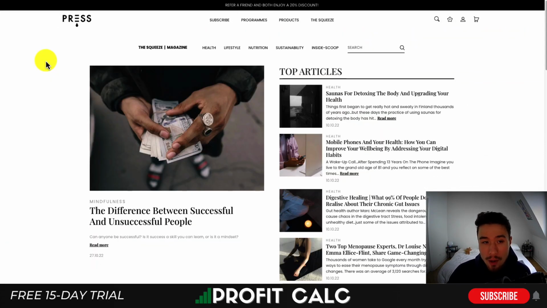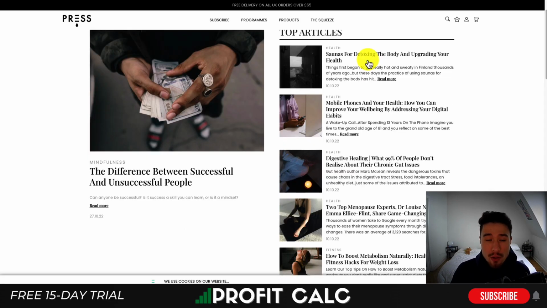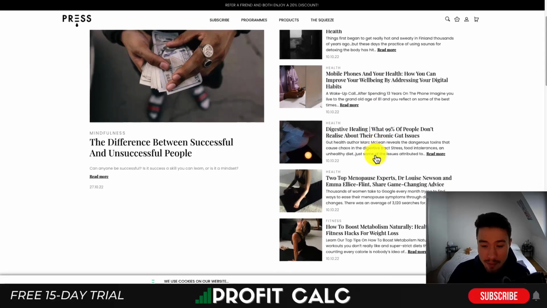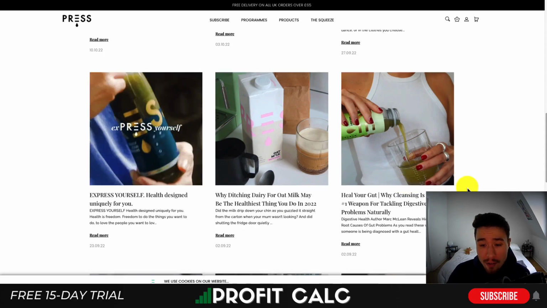And if we head over to their blog, they're going to call it the Squeeze Magazine. So their articles are going to be centered around health here. So we can see saunas for detoxing the body and upgrading your health, so digestive healing, how to boost your metabolism naturally. So we can see they're turning quite a few articles out here.